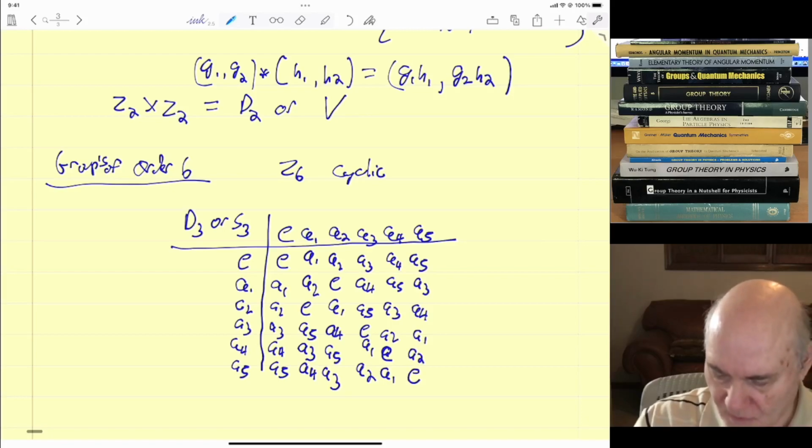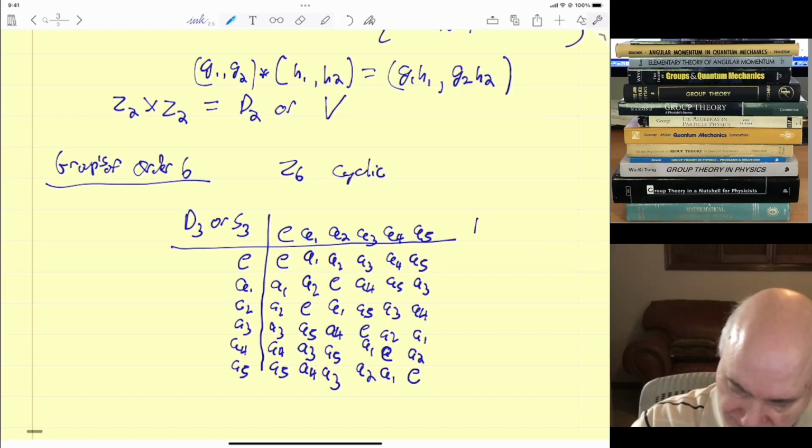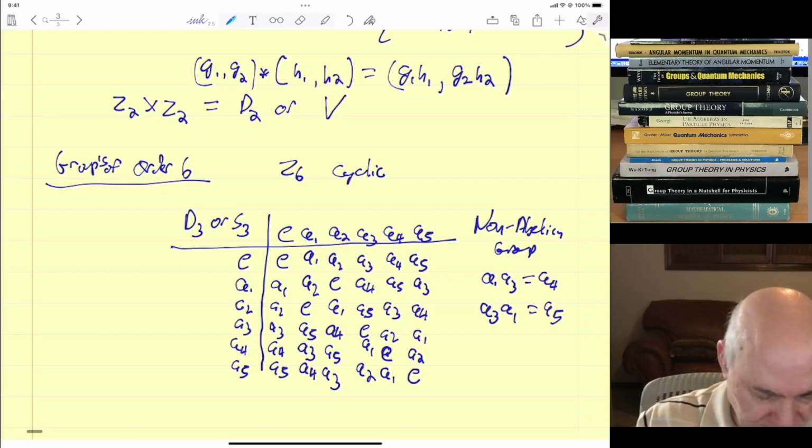So what's involved here is first of all, this is our first non-abelian group. So let's check that out. If we do A1 A3, it's equal to A4. But A3 A1 is A5. So that tells you already something.